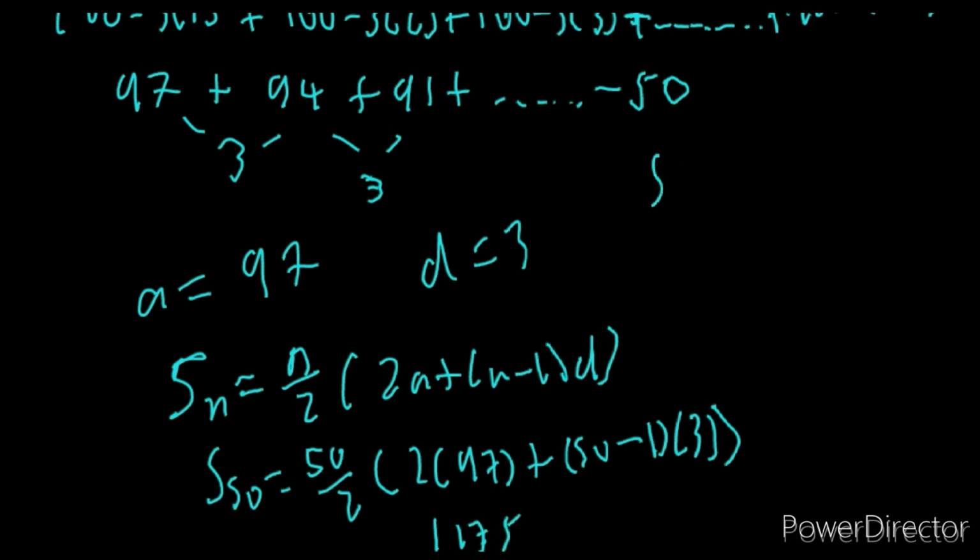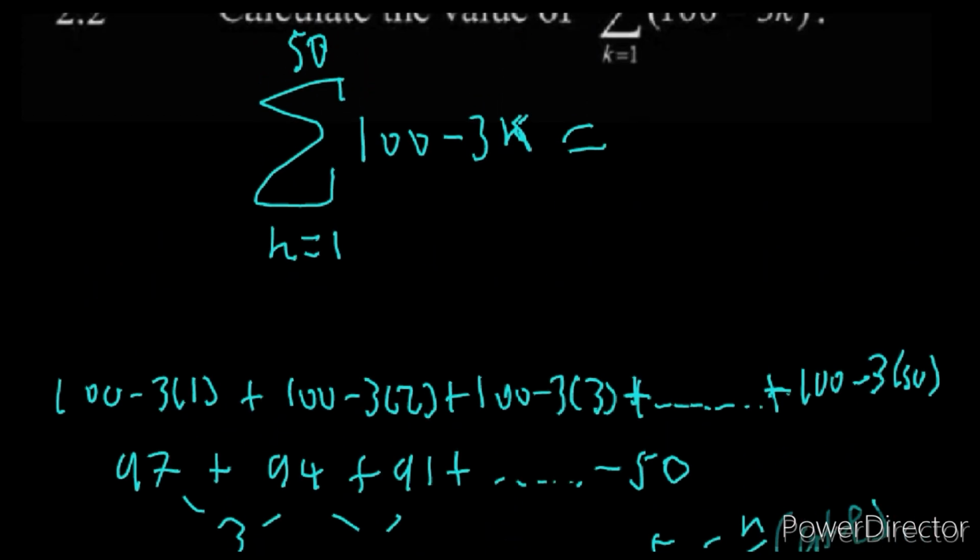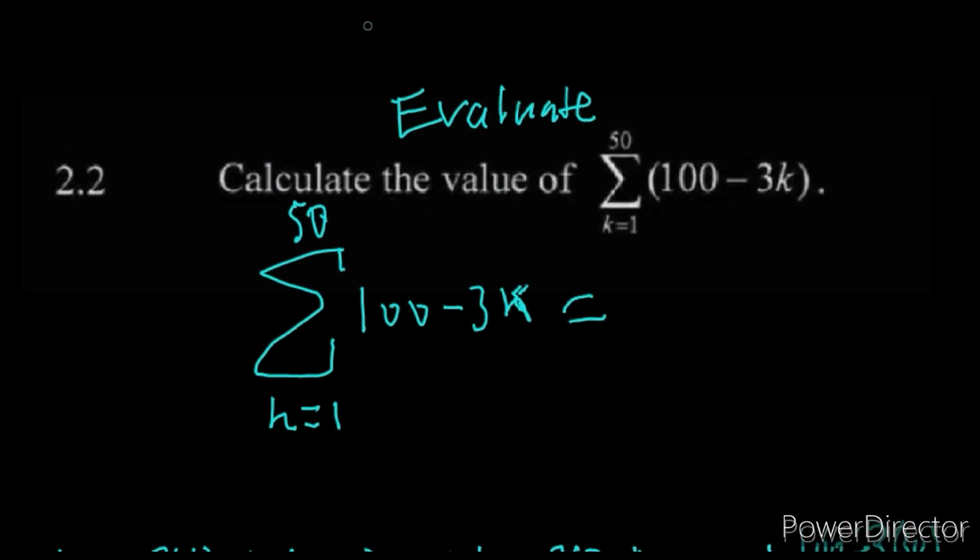What about if we use the other formula? If we use Sn is equal to n over 2 times a plus l, because we can literally use it. We know the value of the last term. So we're going to say S50, the sum of 50 terms, is equal to 50 over 2. Then our a is 97, and our l is negative 50. We can say plus minus 50, but we can simply say minus 50. And you should get the same answer. So there we have it. Whenever they say evaluate, or whenever they ask you to calculate the value of that, you just have to find the answer of the sum.